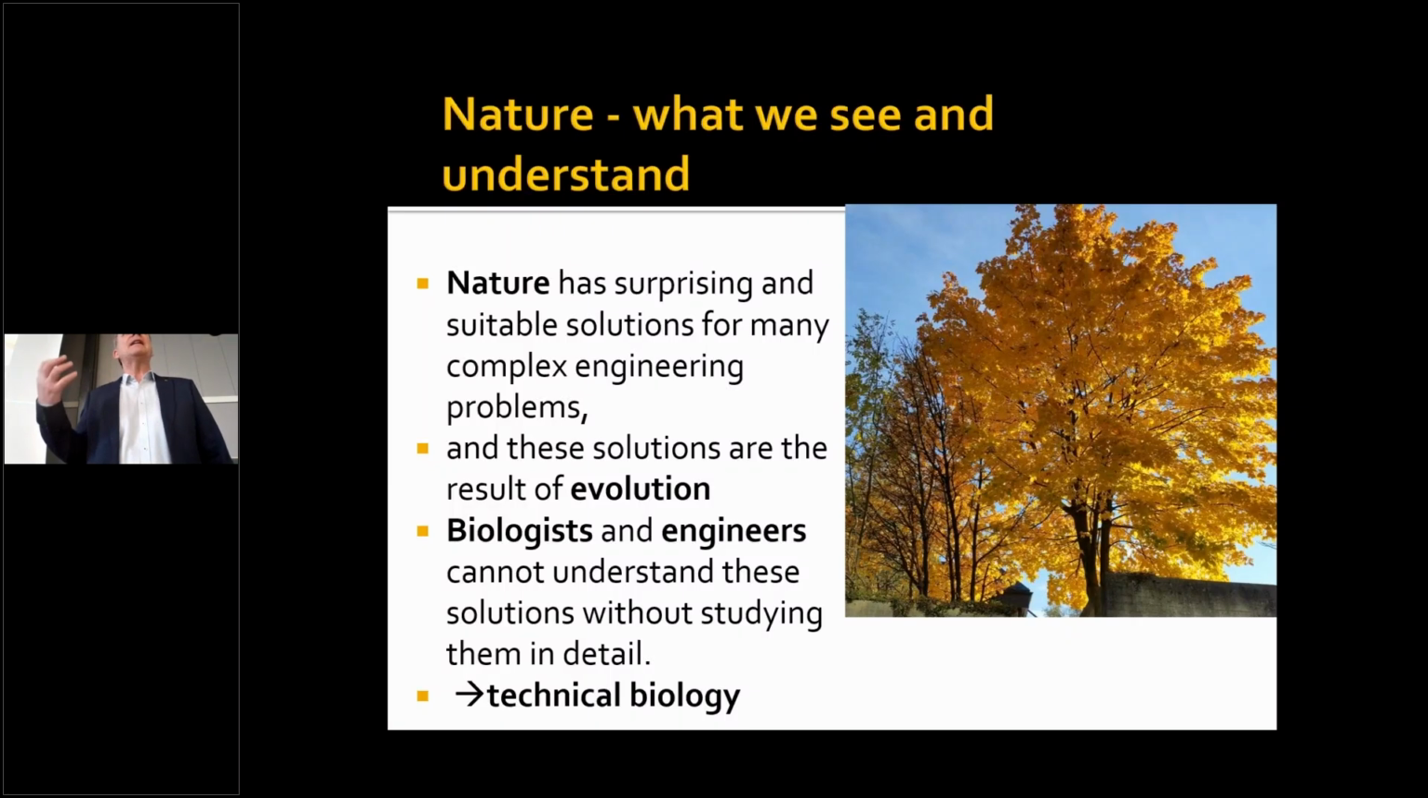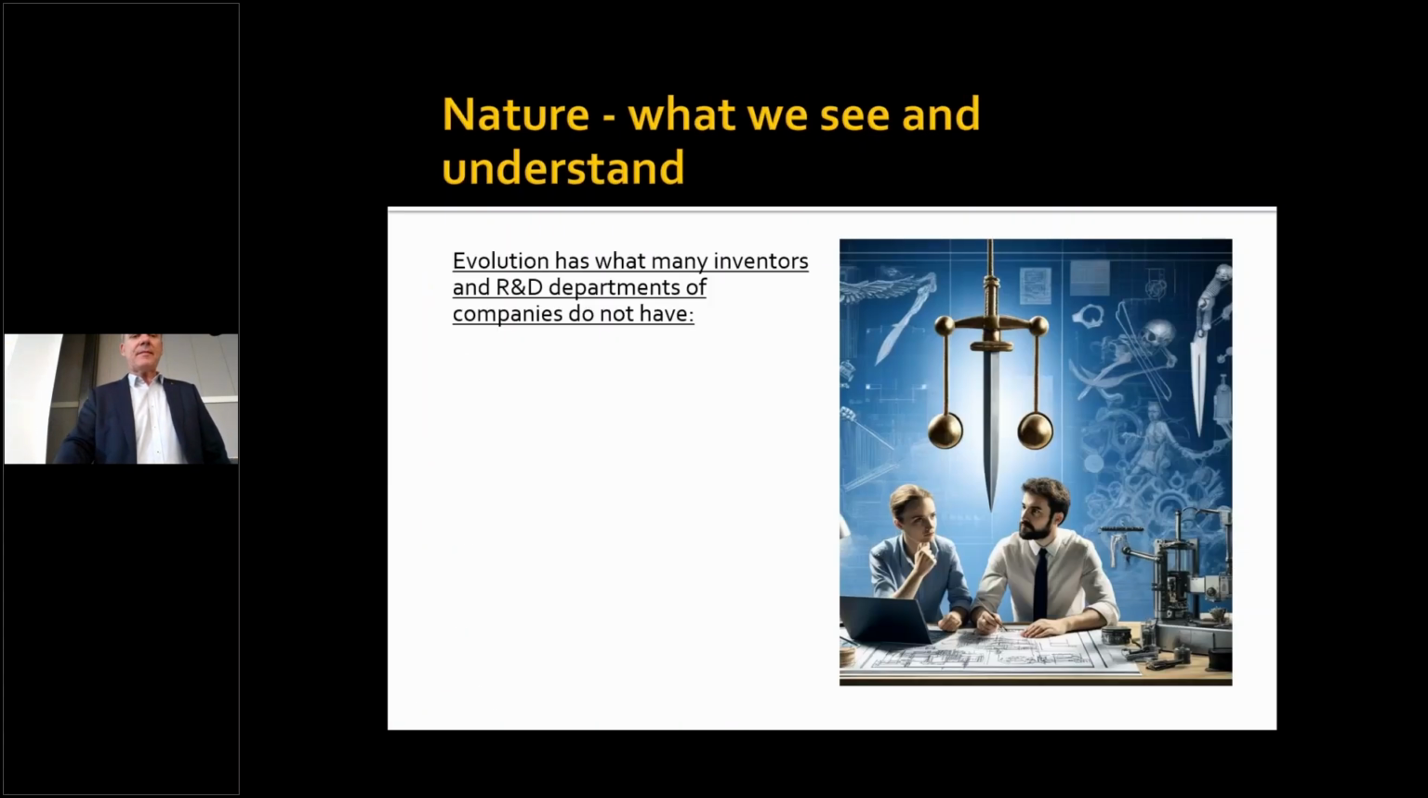To analyze this, we use technical biology. So we use methods out of many other disciplines like physics, chemistry, electronics, and so on. So what does evolution have that research and development units and companies don't? First, they have an infinite amount of time. Evolution has an infinite amount of time: 3.8 billion years that were used to develop life on Earth.